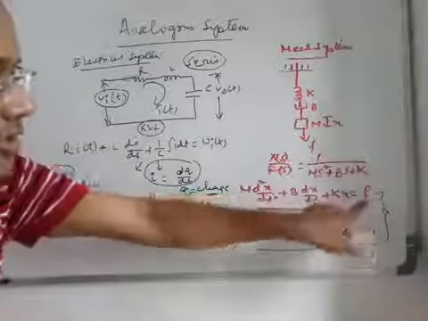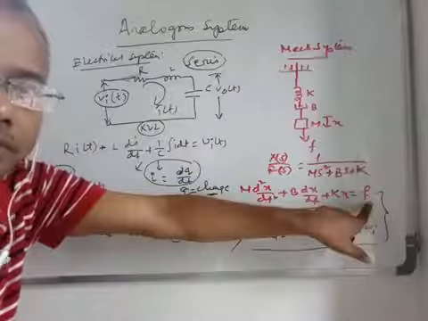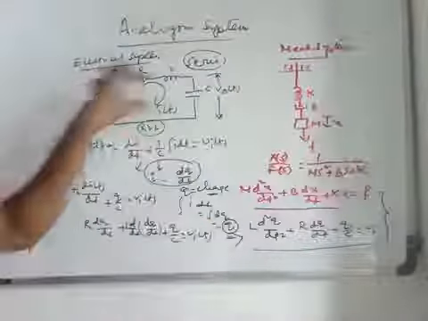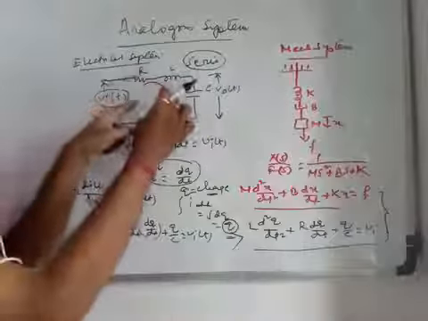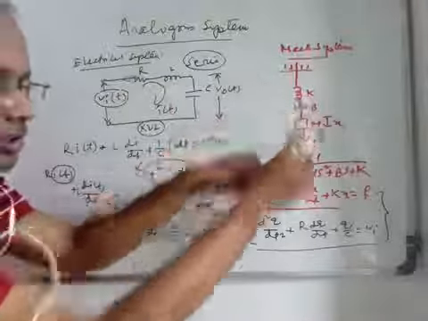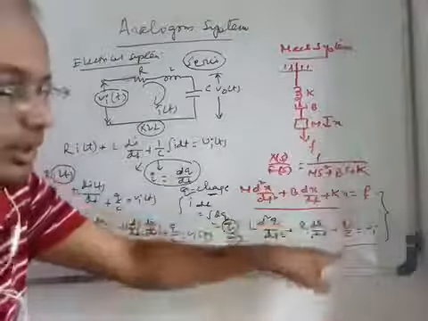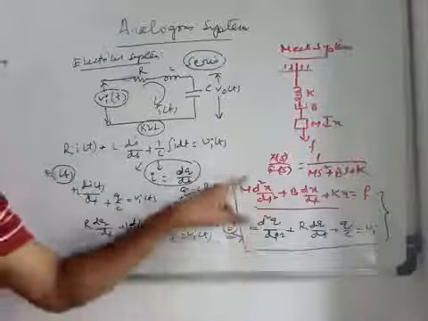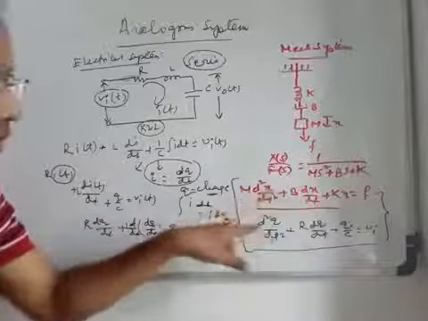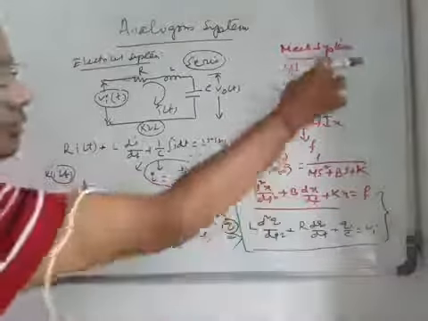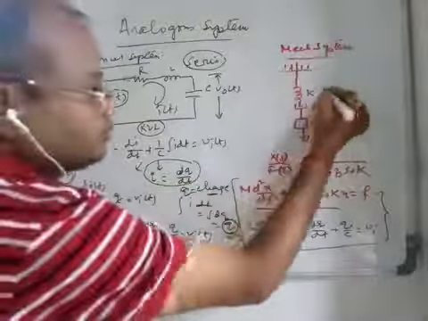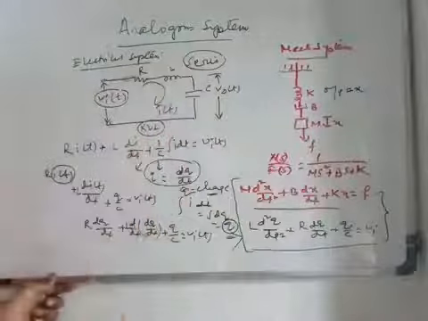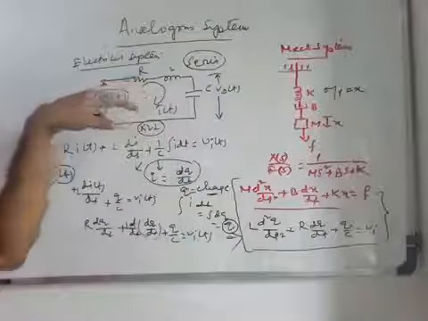What is the similarity? First of all, this is your forcing function F, and this is your forcing function v(t). That means the electrical circuit corresponding to the mechanical counterpart gives you the force-voltage analogy. And these two are second-order differential equations of the same form. Here, in the mechanical system, the output is x, and here the output is the charge.